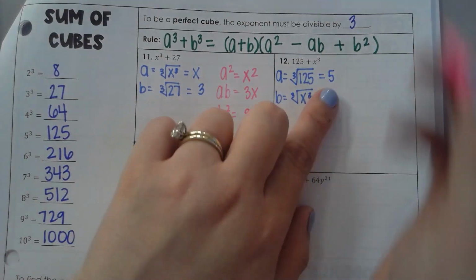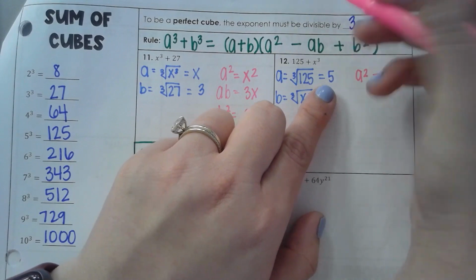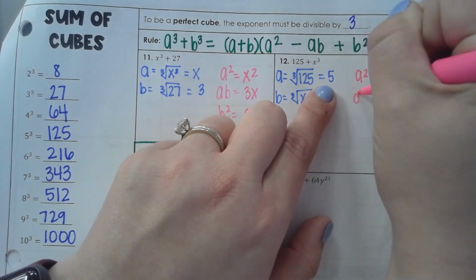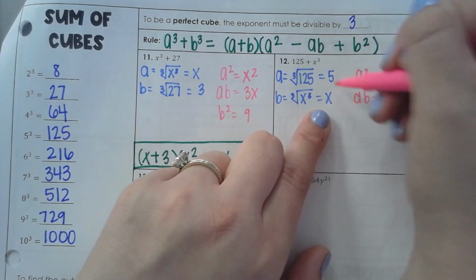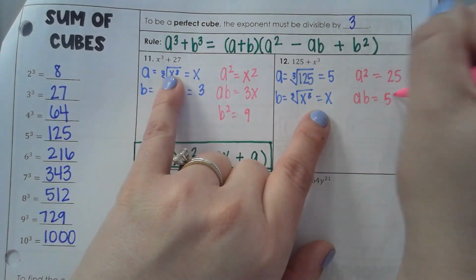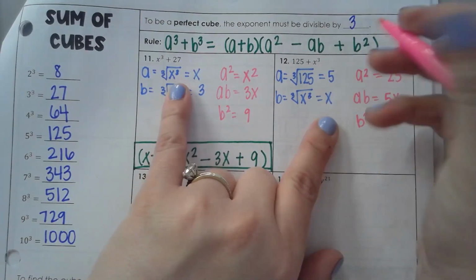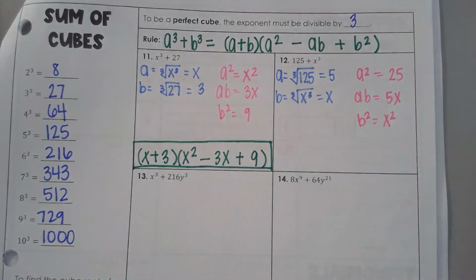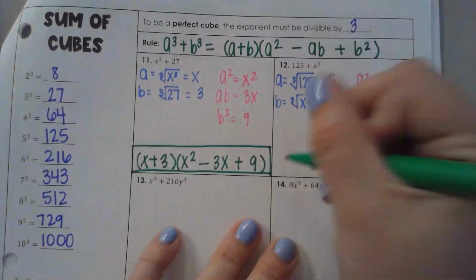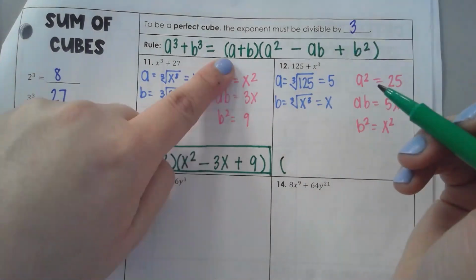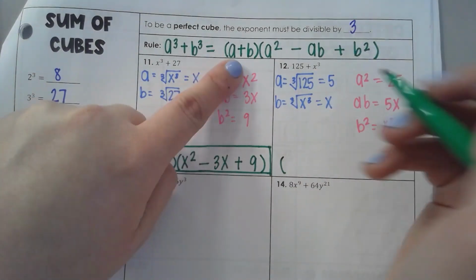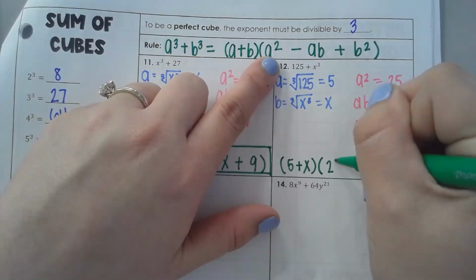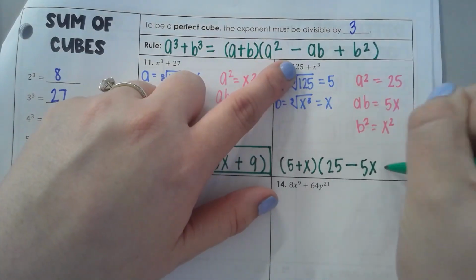Then I need a squared. My a is 5. What do I get if I square that? 25. For ab, you multiply the two. What's that? 5x. And then b squared, what do I get if I square my b? x squared. So my answer is a equals x, and then 25 minus 5x plus x squared.